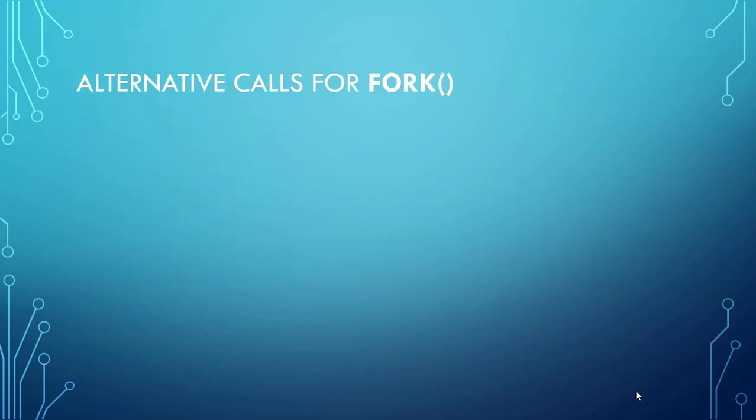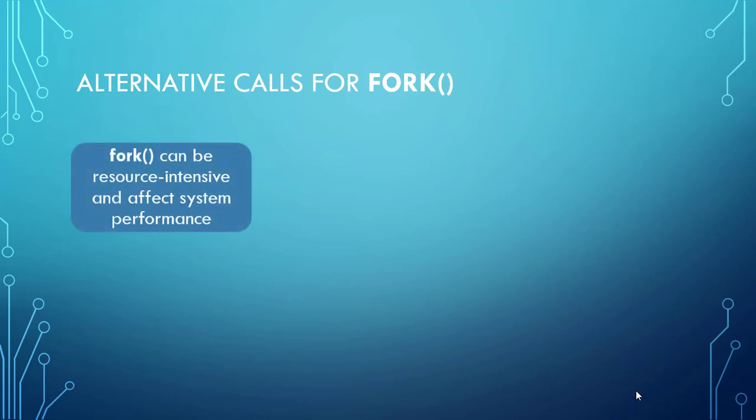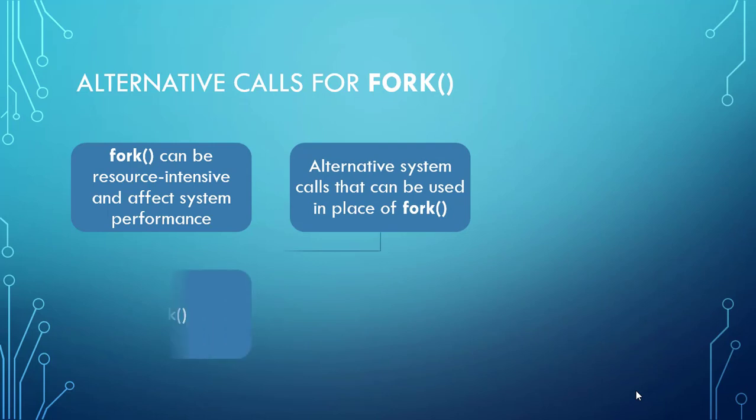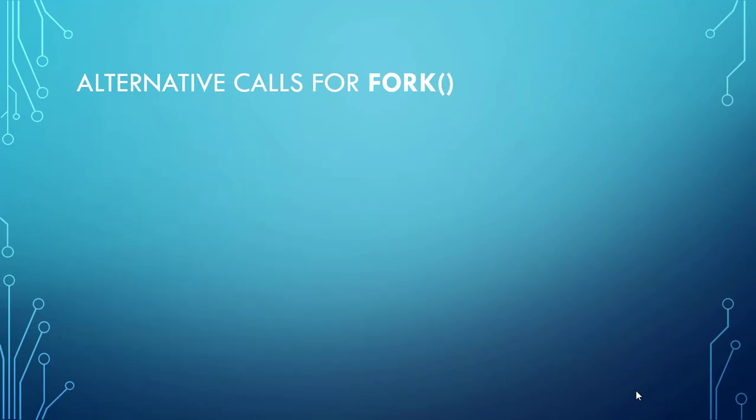Since fork can be resource intensive and affect system performance, there are alternative calls that can be used in place of fork, such as vfork, clone, and POSIX spawn.